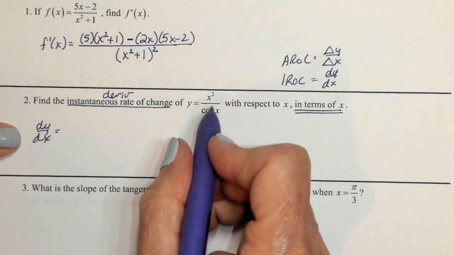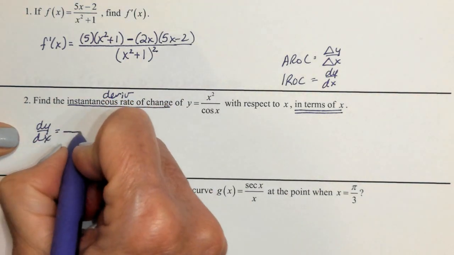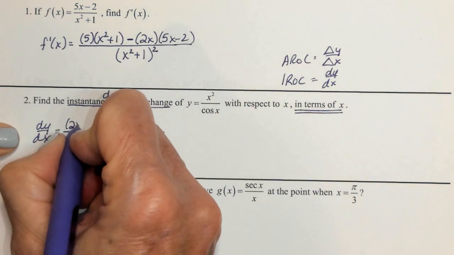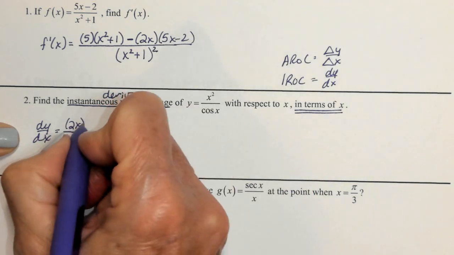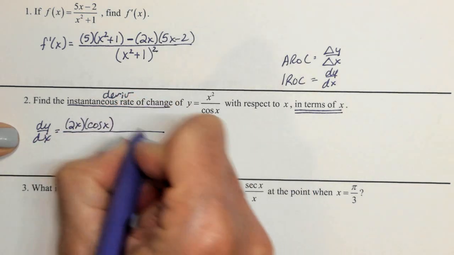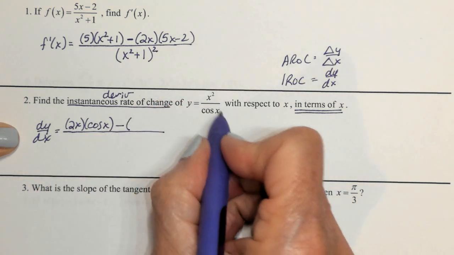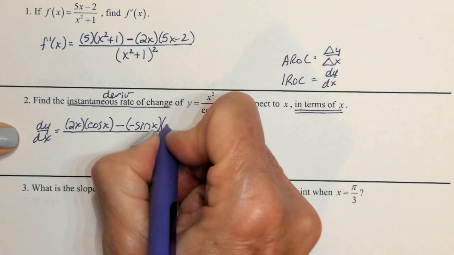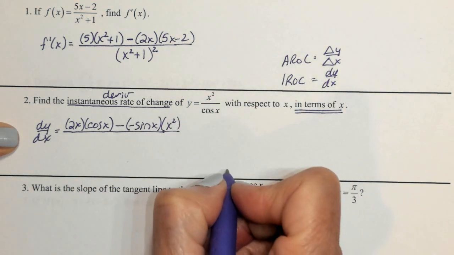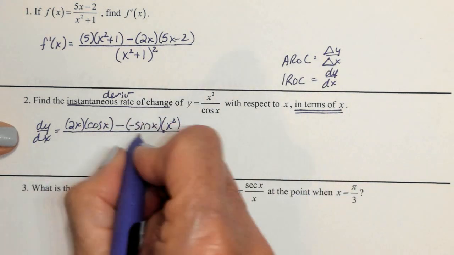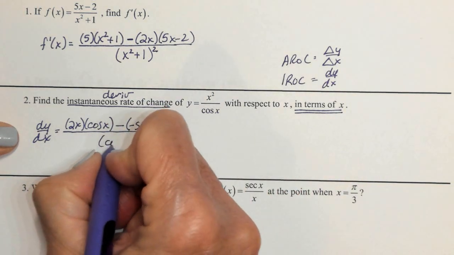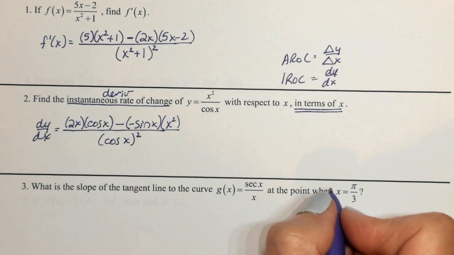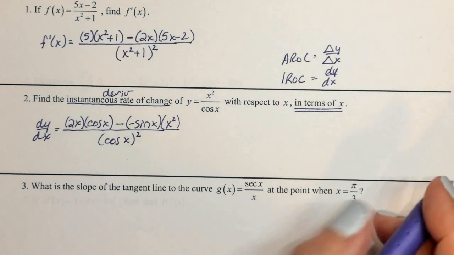Okay, start at the top. First, it's going to be a quotient. Start at the top and take its derivative, 2x. Multiply by the bottom left alone, minus the derivative of the bottom, which is a negative sine x, times the top left alone. All divided by the bottom left alone, but squared. Okay? This will be a safe stop spot, right?